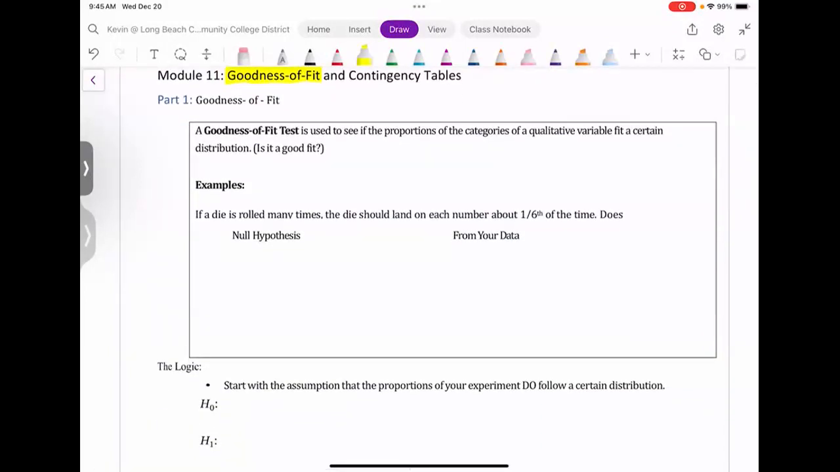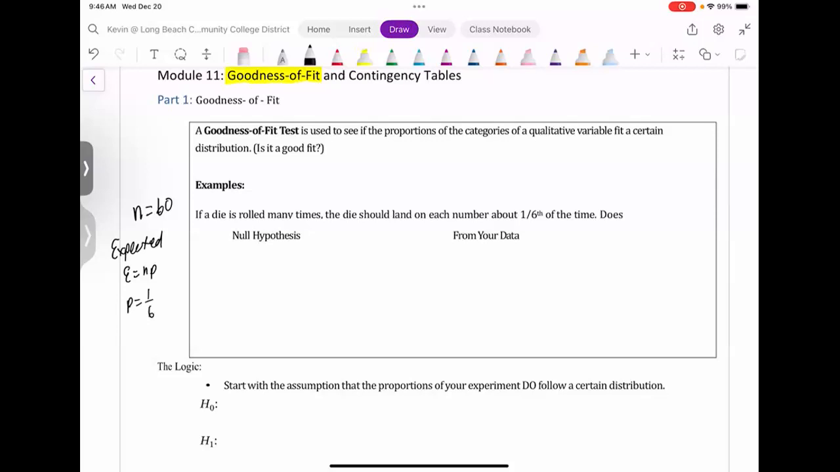All right, so if a die is rolled many times, the die should land on each number about 1/6 of the time. And we are going to ask the question, is this going to fit our data? Does the die fit this claim? So let's say that we were rolling this die. We'll just make this up. We'll say n is 60 just to keep it nice and simple. Our expected is going to be E equals N times P. P in this case is the 1/6.